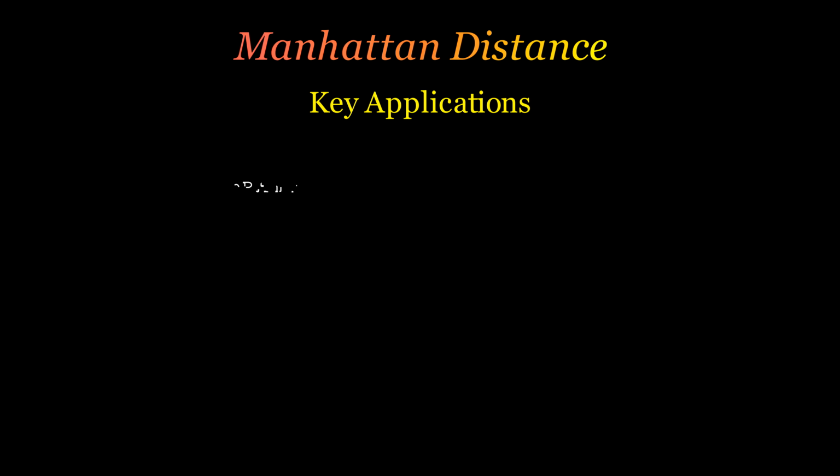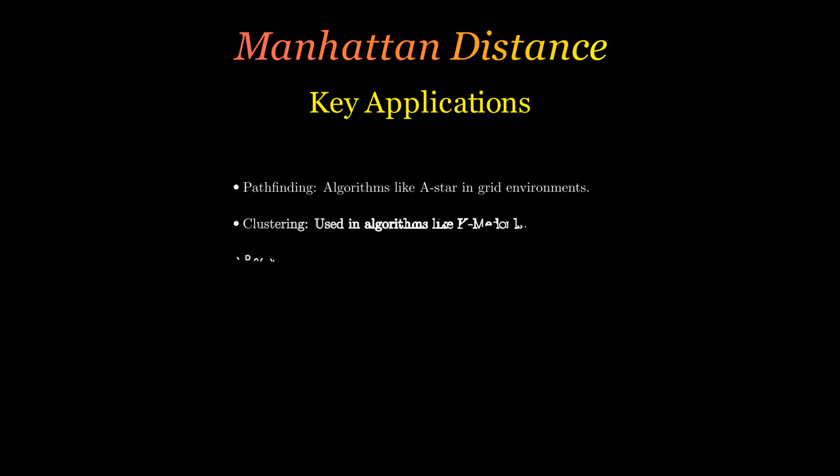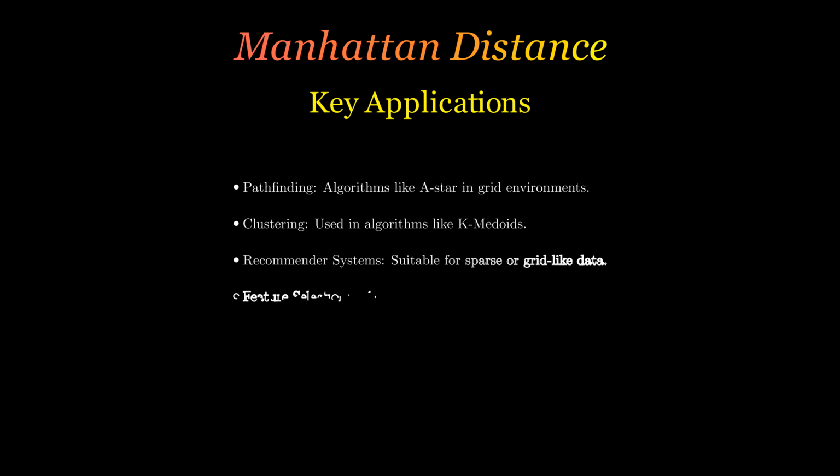Manhattan distance finds extensive applications in scenarios with grid-based or discrete data. It is commonly used in pathfinding algorithms like A* for shortest paths in grids, in clustering algorithms like K-medoids, and in recommendation systems where data may be sparse or grid-structured.